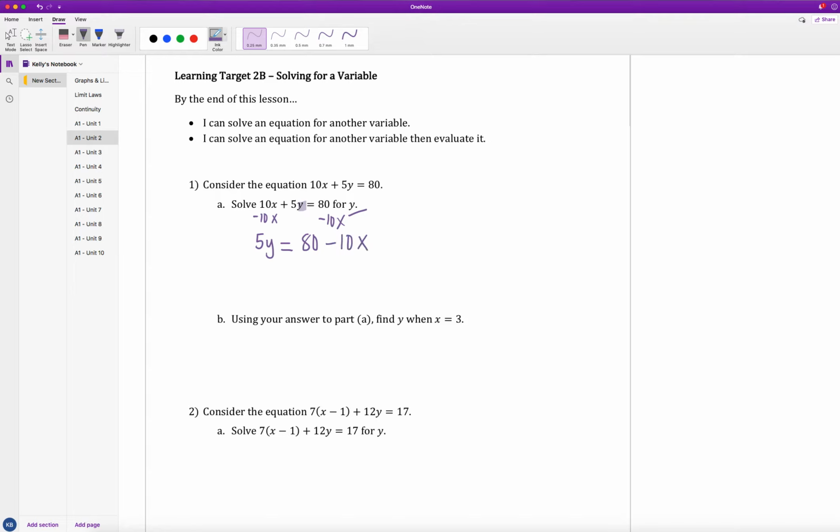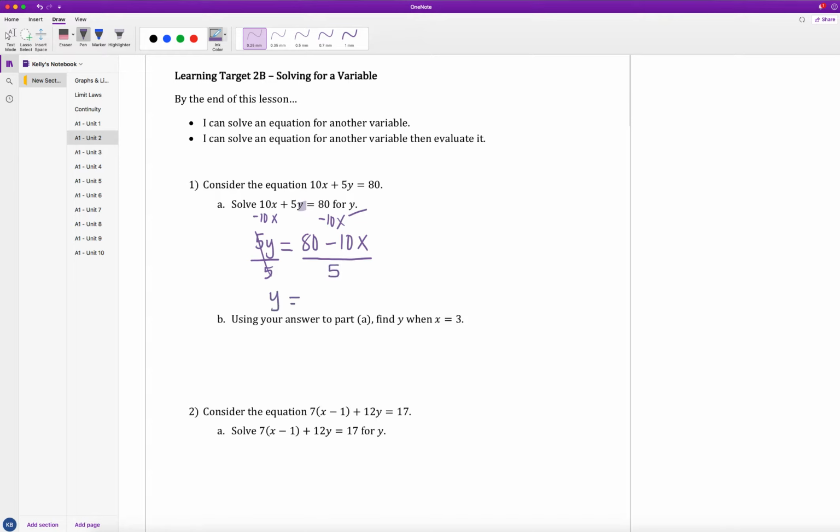In 2A, all of our answers came down to be a single number. Instead, our answer is still going to be an equation. It will just, in this case, be y equals, since we're solving for y in part A. Now the last thing we have to do to get y by itself will be to divide through by 5 to get the 5's to cancel. But whatever we do to one side, we have to do to the other side to keep that equation balanced, which means I have to divide the entire right side through by 5.